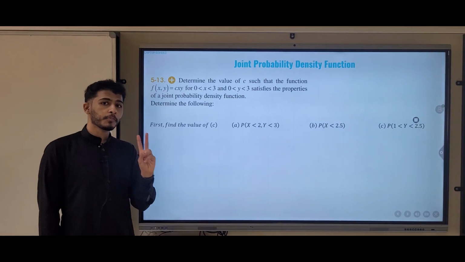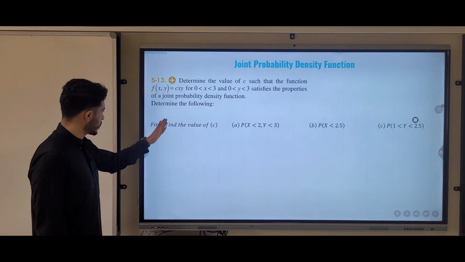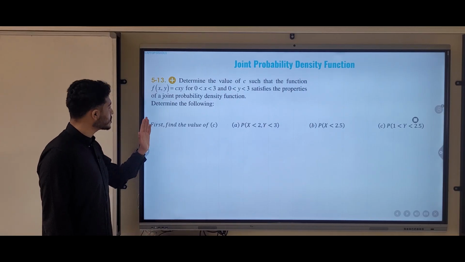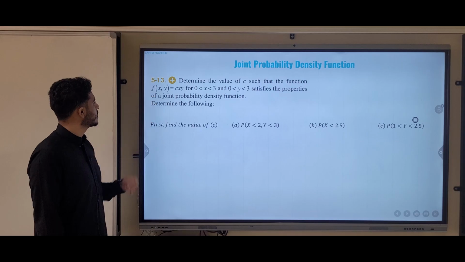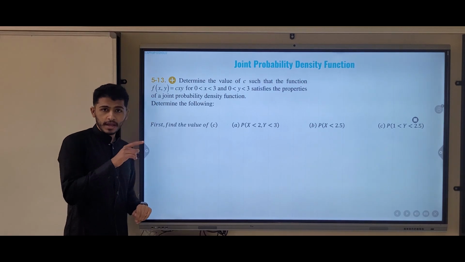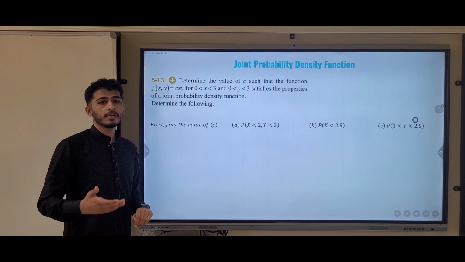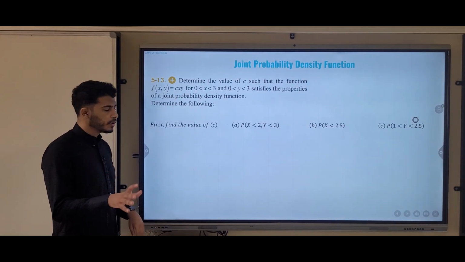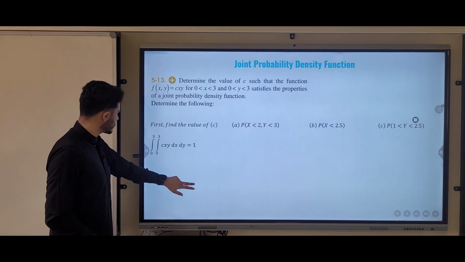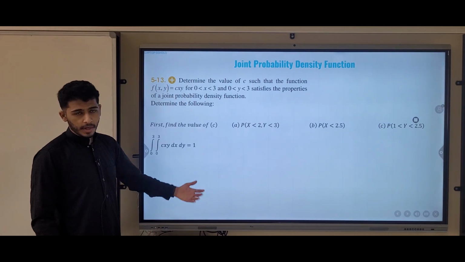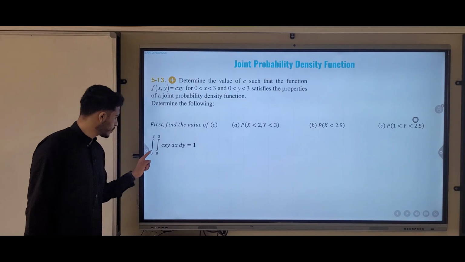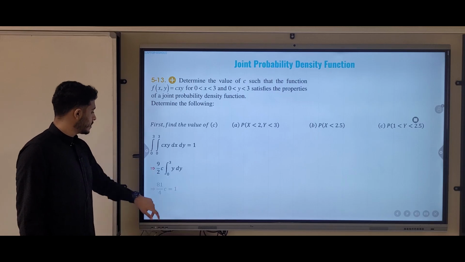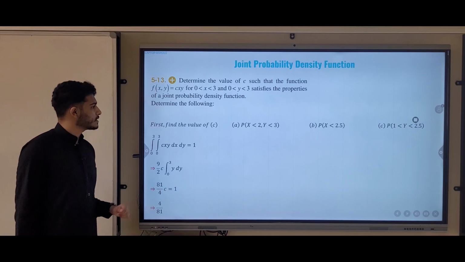I'm going to use the second property to solve this first requirement here. And the second property was saying that if you integrate this function over the whole range of X and the whole range of Y, you should get 1 at the end. So when we do that, theoretically X should go and Y should go, and the only thing that should remain with me is C as the only unknown, and I can solve for it. So when I do that, here I'm integrating over the whole region of X and the whole region of Y and equating it to 1. And here I'm going to find the answer eventually.